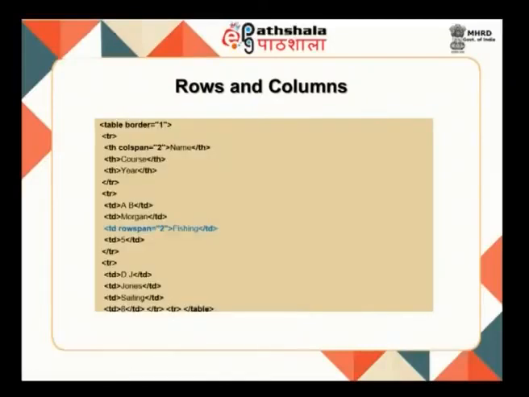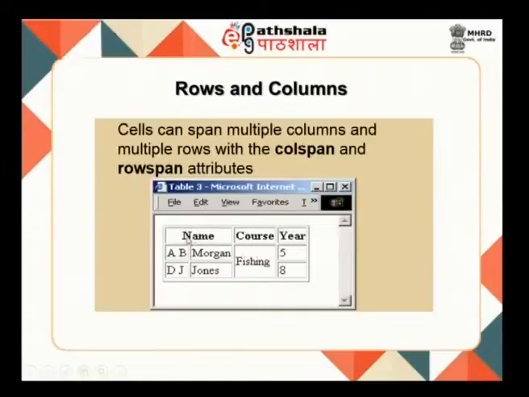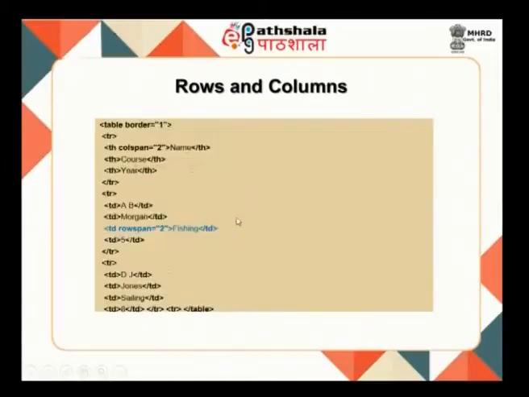Now, let us see what is the code for it. Here you can see that the first header cell is actually name. So, name spans over 2 columns. Here you can see that TH, the column span is given as 2, so name spans over 2 columns, and then the second header cell has got a value like course, and the third header cell has got a value like year. So, with that the first row gets over.